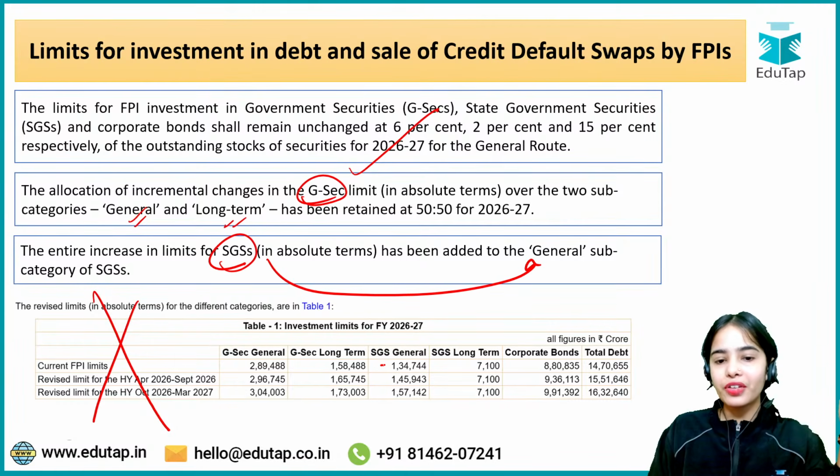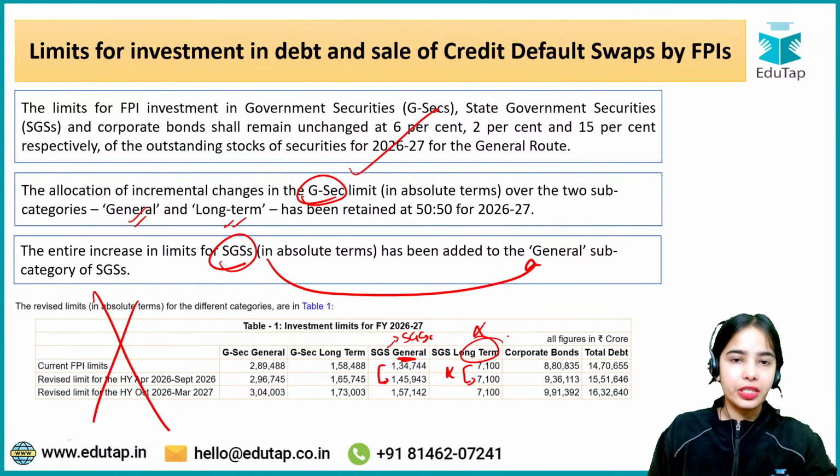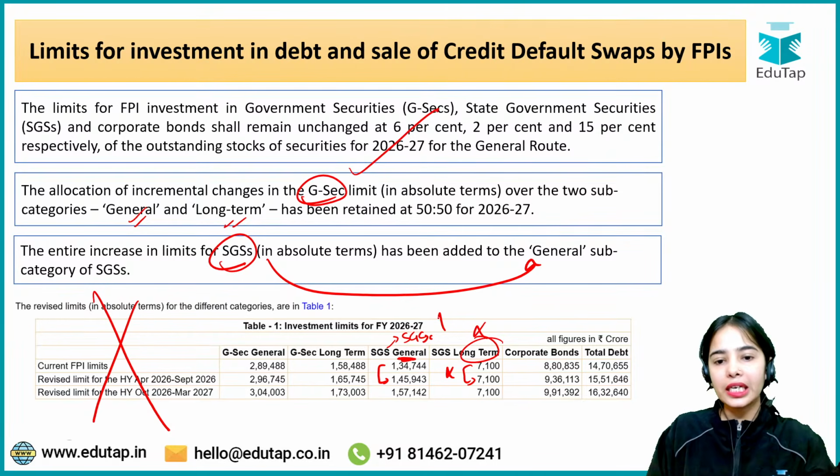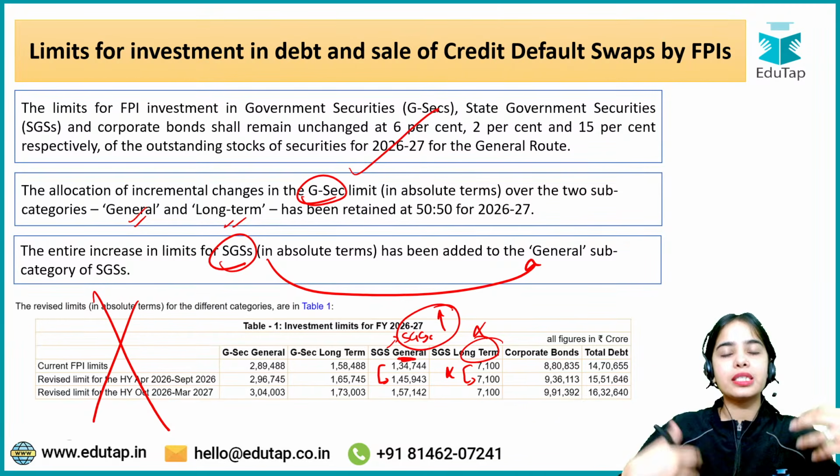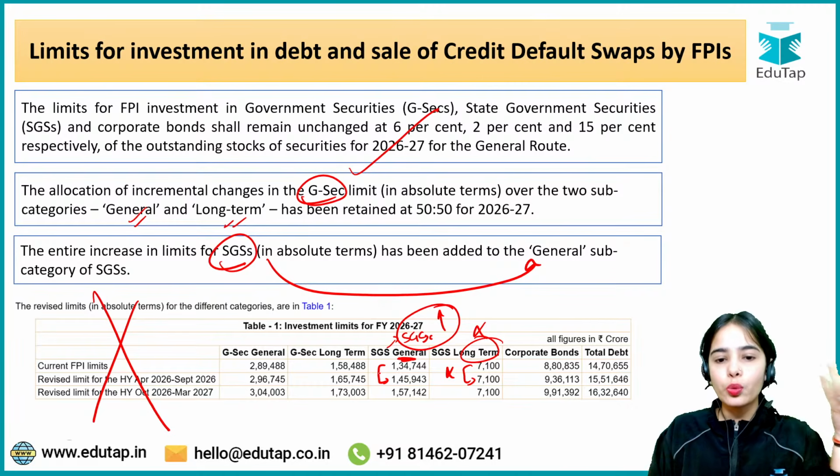Here you can see whatever increase is happening in the state government securities, it is only going for the general investors. There is no increased limit for the long-term investors. Whatever state government securities are released new, only the general investors can invest in them, not the long-term investors. This is the idea.